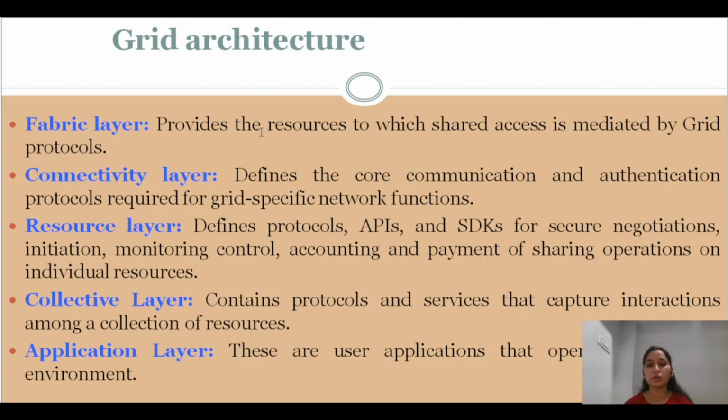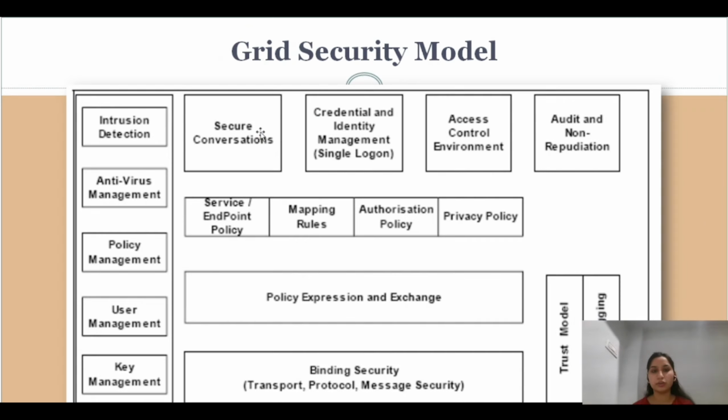Resource layer defines protocol APIs, SDK for secure negotiation, accounting, payments, and sharing operation. And collective layer contains protocol and service that capture interaction among a collection of resources. Application layer are user application that operates within the VO environment. Now let's see grid security model. So this is basically a representation of grid security model. You can go through it once.